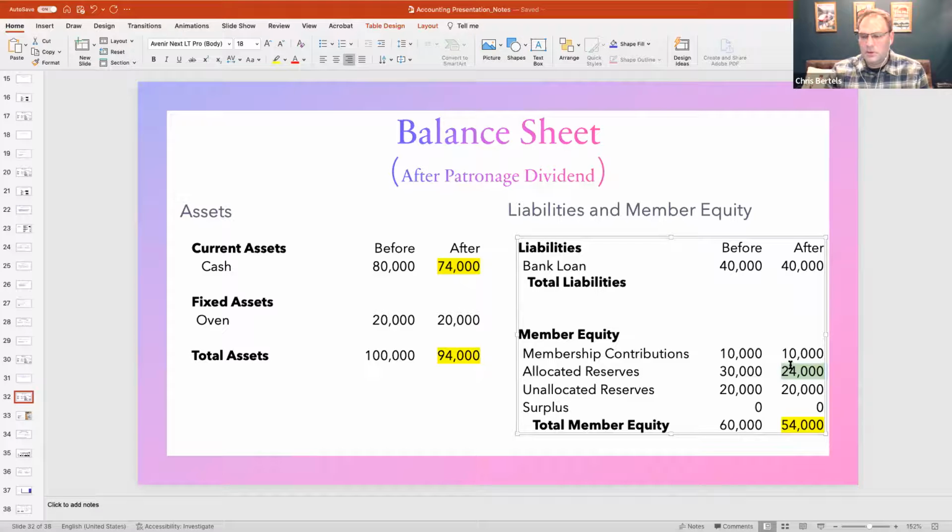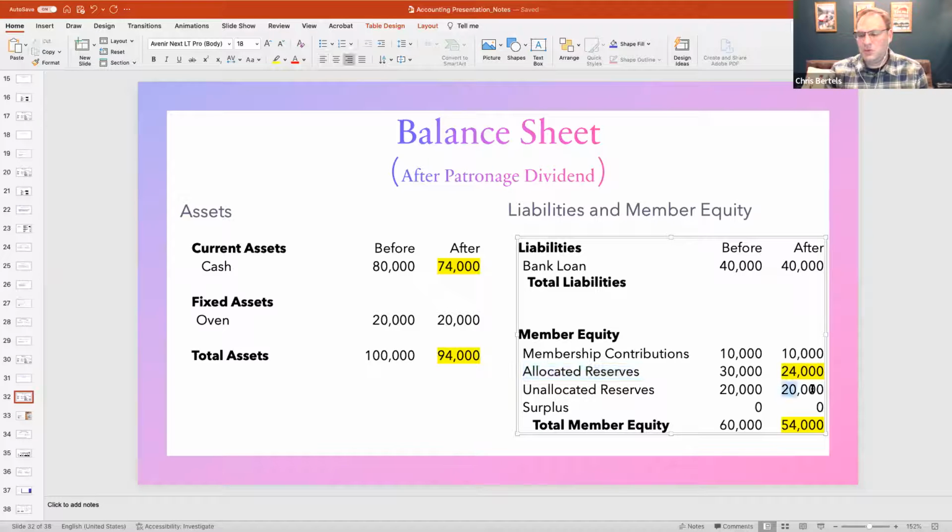And just from a bigger picture, when you see this allocated reserves of 24,000, you know that that's how much the co-op ultimately has to pay out to the members. That is the purpose of this line. It keeps track of how much the co-op is eventually going to pay out to the members.